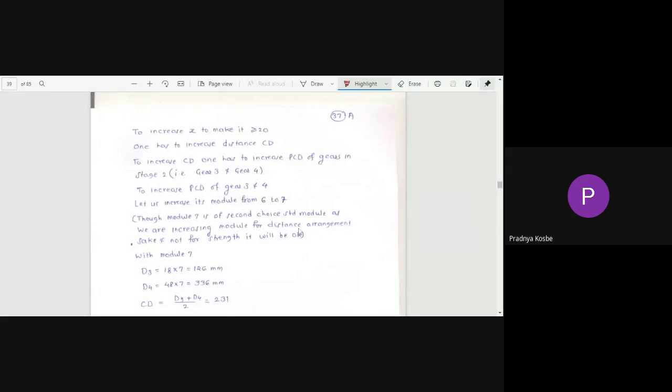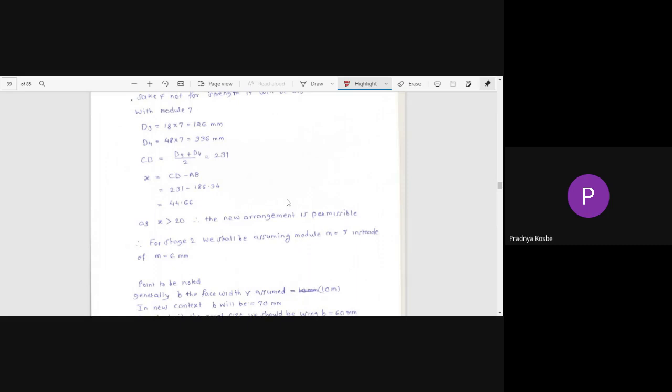So now increase the module from 6 to 7 mm and we will get D3 = 126 mm, D4 = 336 mm. So now we will calculate again CD minus AB. And after increasing the module, it is 44.66. So now x is greater than 20. So the new arrangement is valid.